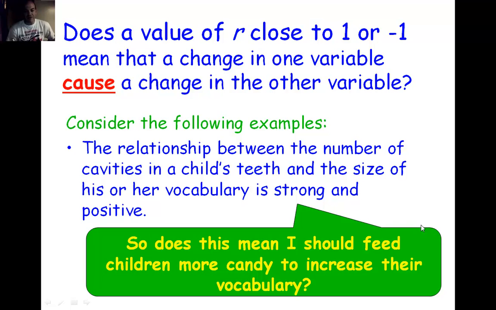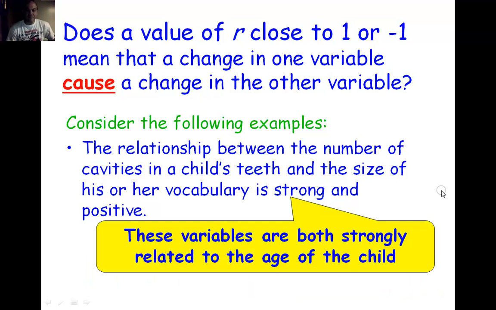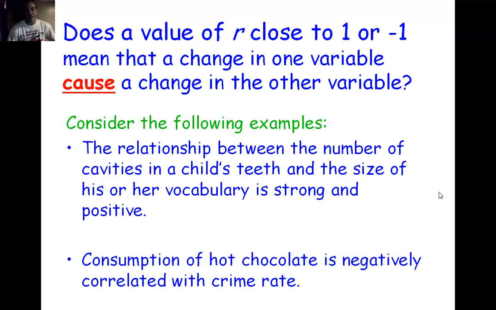I mean, would this suggest that we should feed children more candy to increase their vocabulary? Probably not. These variables are both strongly related to the age of the child. So the point here is there was probably some other variable that we didn't control for, like age. The older a child, the more cavities. The older a child, the more vocabulary. The two variables being considered in the correlation, one was not causing the other.